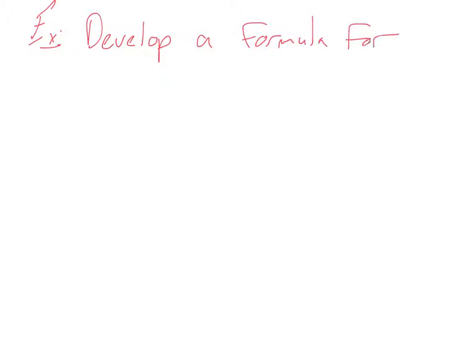Why don't you go ahead for me and develop a formula for the double angle for tan using the sum difference identities that you already have. So go ahead and develop a formula for tan 2 theta. So what's the double angle formula for tan? You might have to look up the sum or difference identity for tan to be able to do this one.